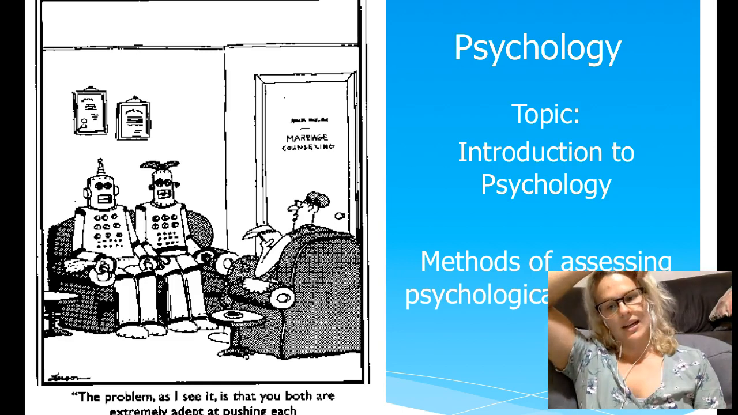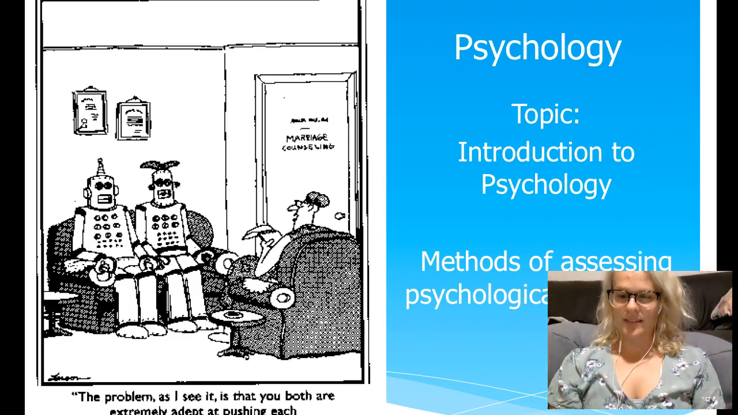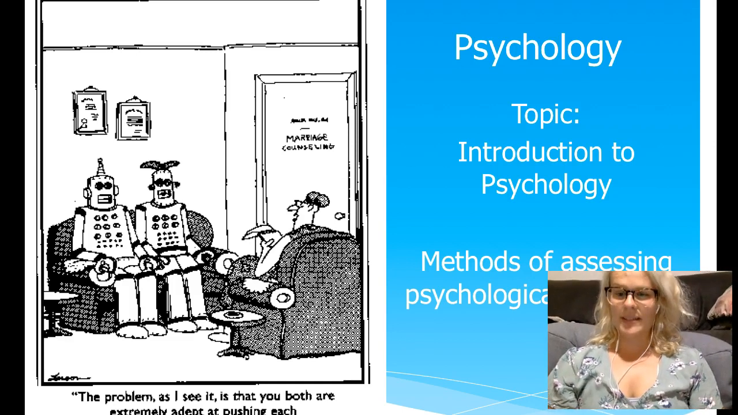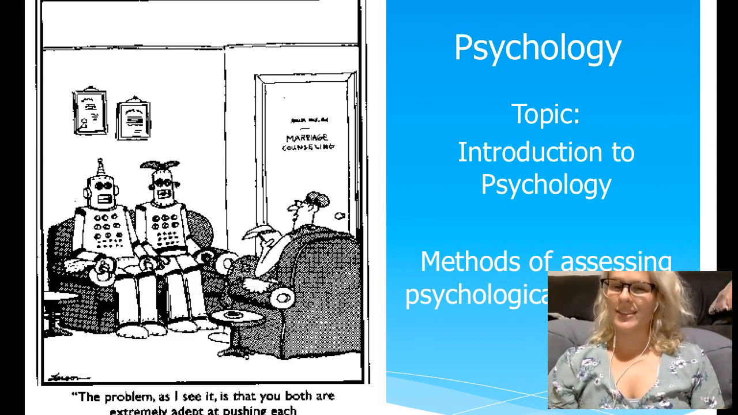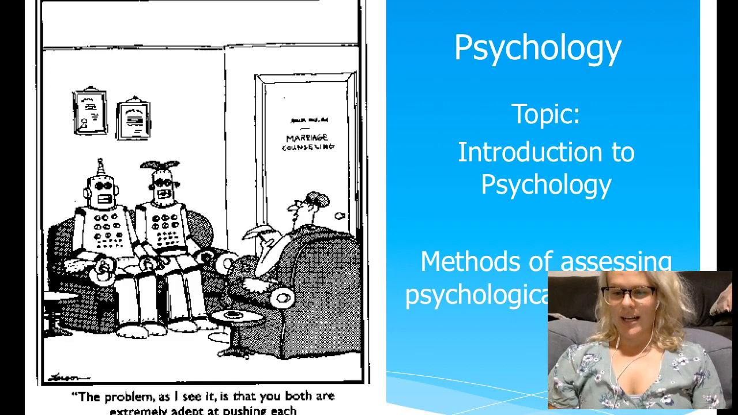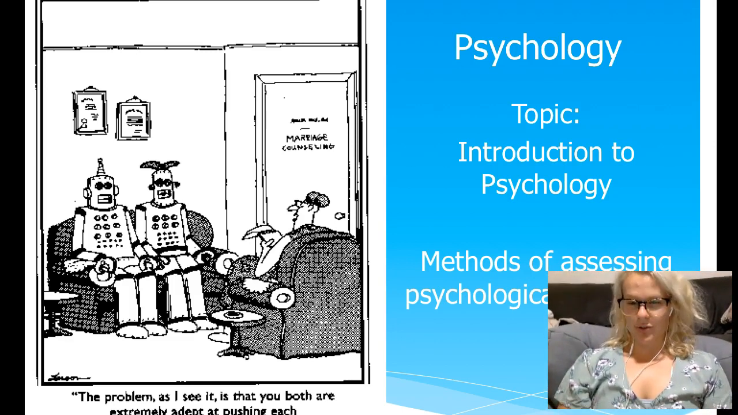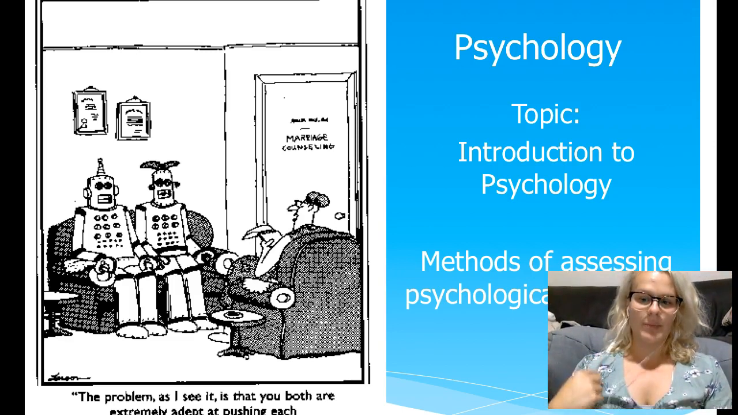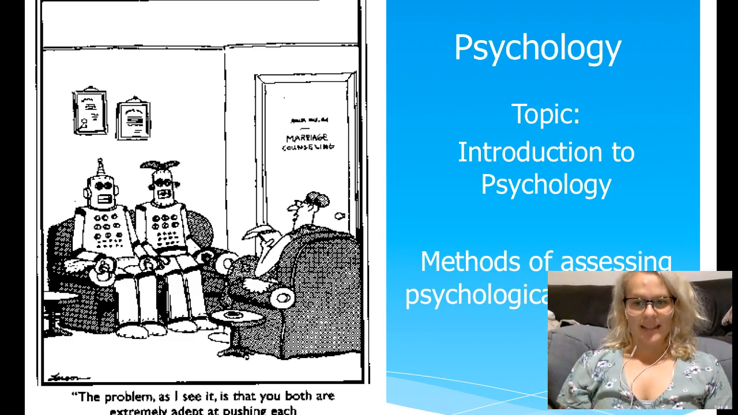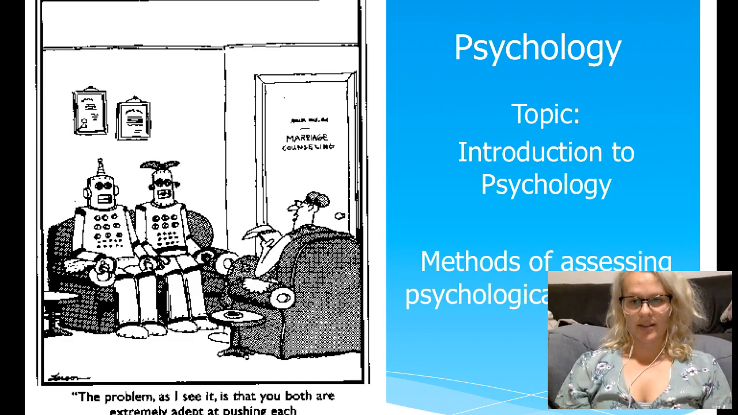So, Intro to Psych is all about research methods in science topics, and most of the terms you should hopefully already know based on your science experience at school. But this is applying it to psychology.